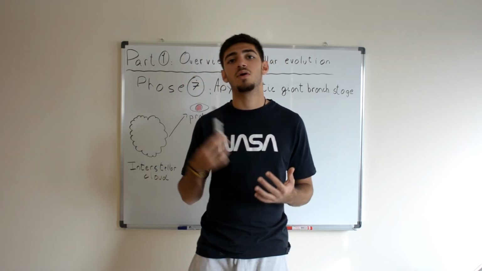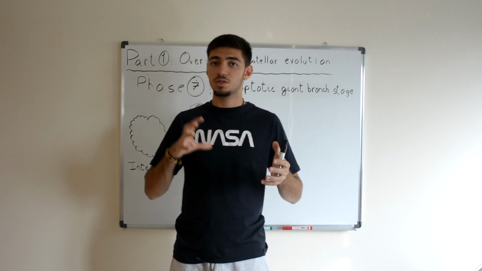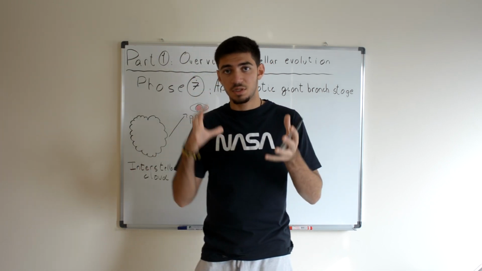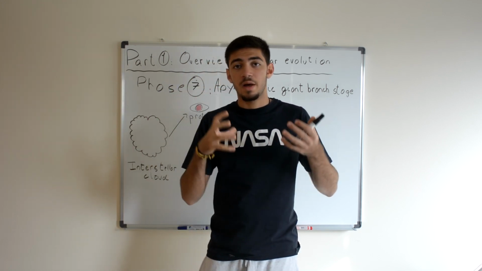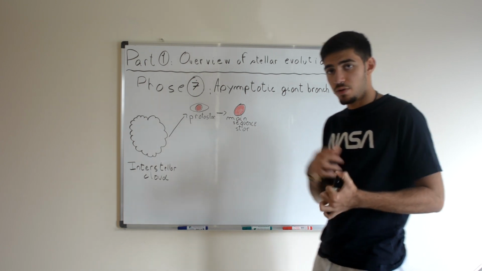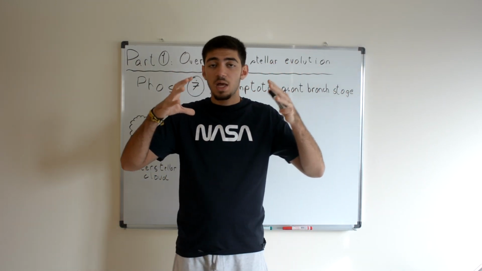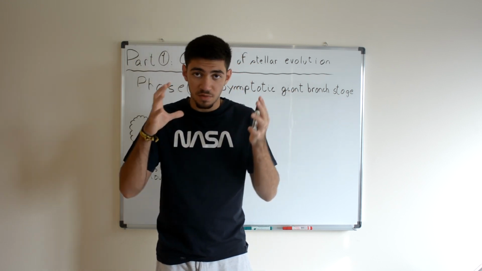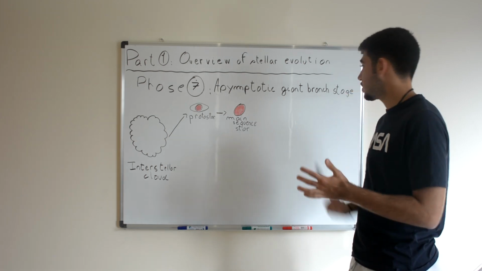This will leave behind a carbon-oxygen core, and the nuclear reactions will continue in a shell surrounding the core, but this time it's a shell of helium. So we have a layer of hydrogen, followed by a layer of helium, and a carbon-oxygen core. So this phase, where the nuclear reactions again stop in the core, and the surface temperature again decreases because of its expansion, this phase is known as the asymptotic giant branch stage.